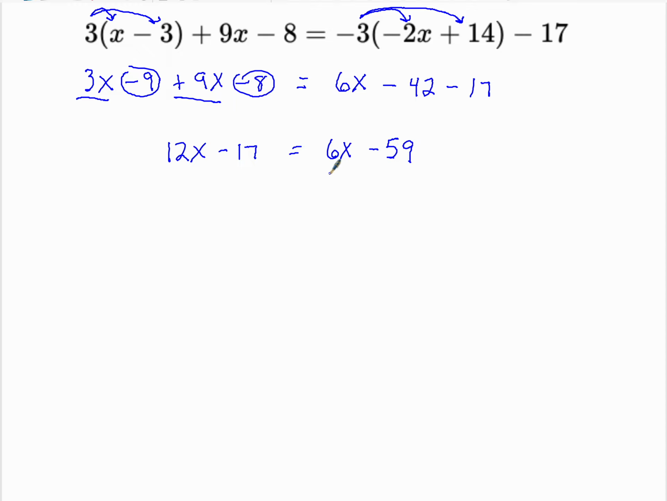All right, now I should do this. Look at my variable terms, 12x and a 6x. So I need to subtract 6x. 12 minus 6 is 6. So 6x minus 17 equals negative 59.